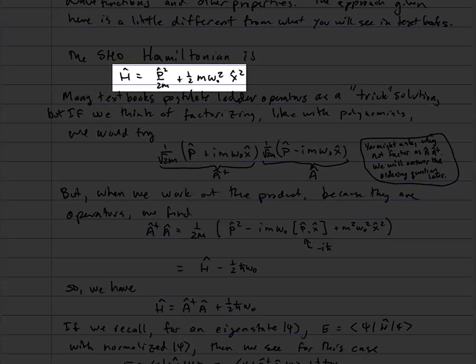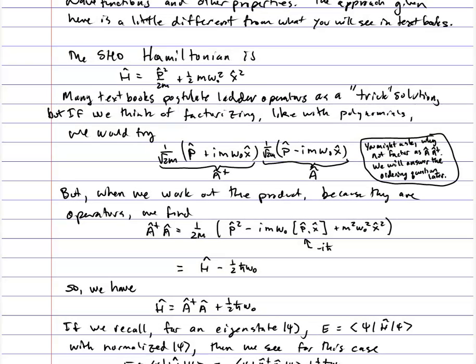The simple harmonic oscillator Hamiltonian is given by the sum of the kinetic energy plus the potential energy. That's given by p squared over 2m, p being an operator, plus 1/2 m omega 0 squared times x squared, x being an operator. Many textbooks postulate ladder operators as a trick solution to solving the Hamiltonian. Sometimes they won't be so blatant and call it a trick solution. They'll call it an operator-based solution.